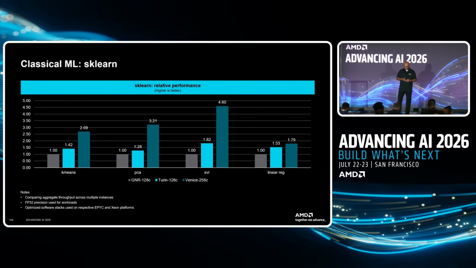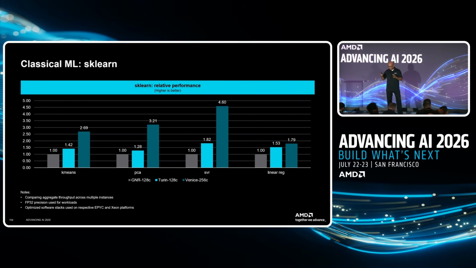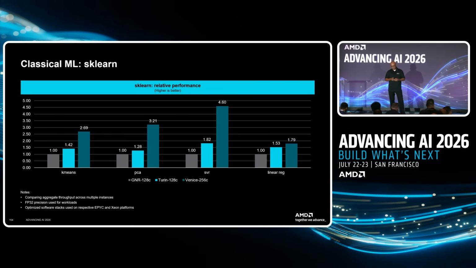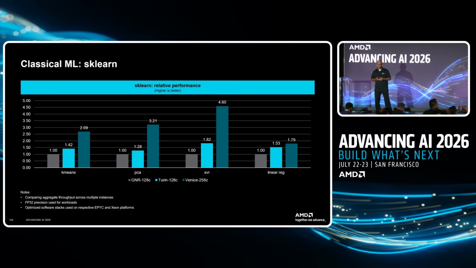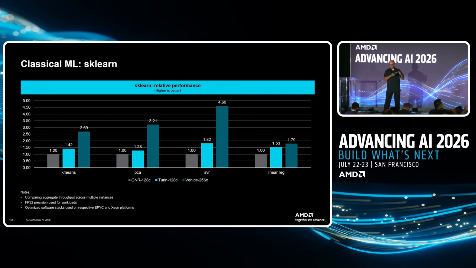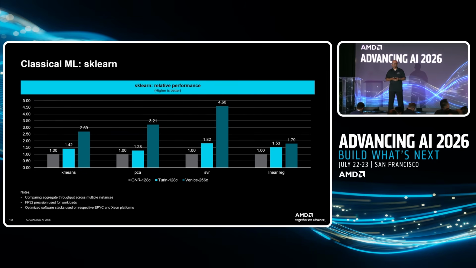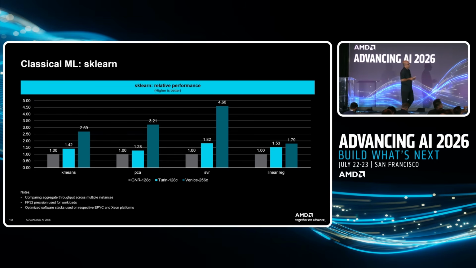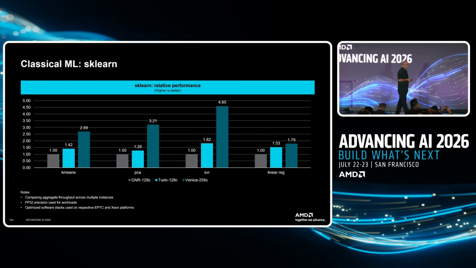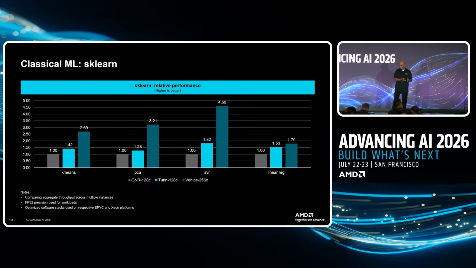So how does Venice fare? Well, the chart shows how good the performance uplift is for Venice versus Turin and Granite. But it's really a combination of the hardware capabilities that Venice brings to bear: the higher core count, the IPC improvements, the frequency uplifts, and the platform-level improvements, whether it's advancements in DDR technology or the PCIe Gen 6 that Venice supports versus competition, and also the uplift from Turin.